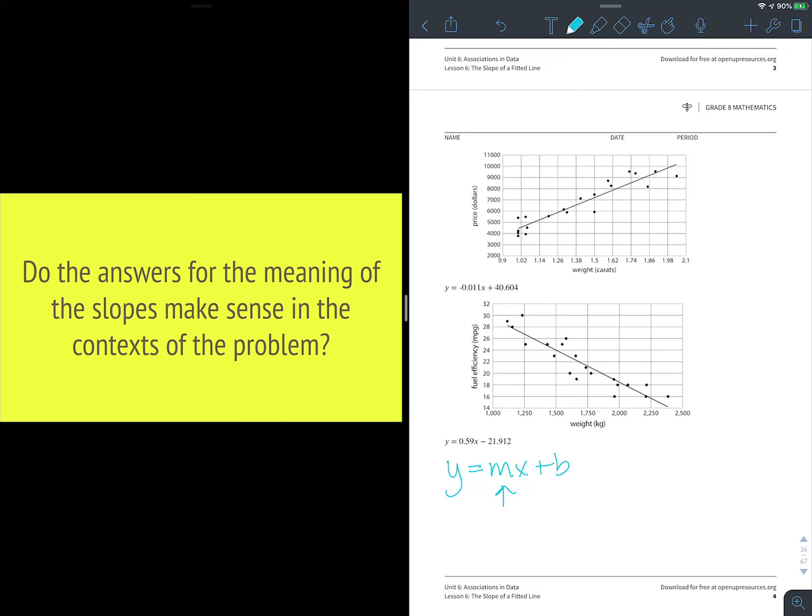Do the answers for the meaning of the slopes make sense in the context of the problem? Because talking about the slope in context is part of our criteria. So we would say yes, the diamonds are usually expensive, so 1 carat increase is likely to cost a lot more. If we're talking about a 1 kilogram difference in the weight of a car, it's not very much, so it may lower the gas mileage, but not by much. And then a 1 degree temperature increase is not really significant, so it should not need a lot more energy to cool off a building, but some would be needed. So in terms of those 3 different situations.